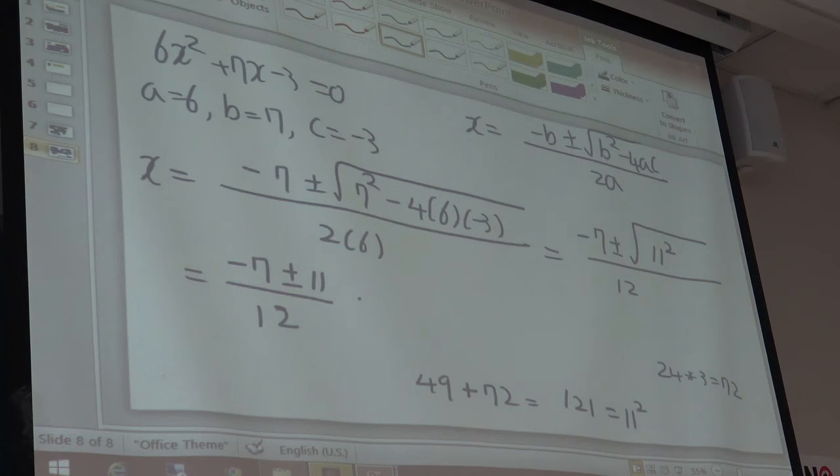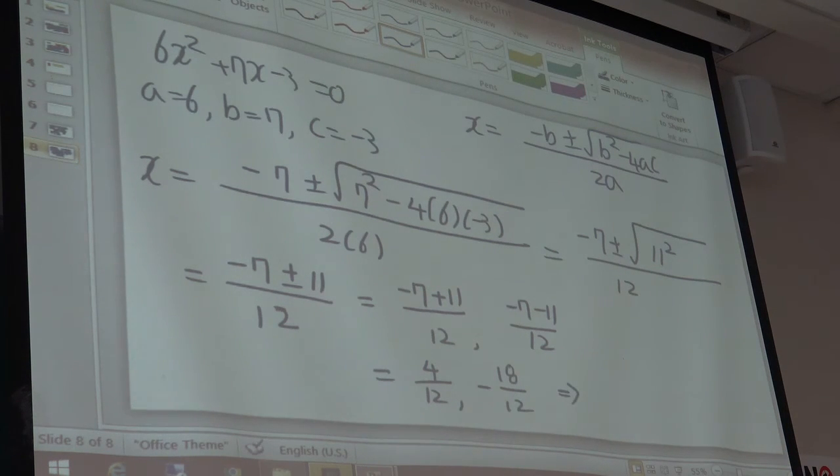Plus minus means we have two cases. One is negative 7 plus 11. The second case is negative 7 minus 11. Negative 7 plus 11 over 12 is 4 over 12, and this one is negative 18 over 12. 4 over 12 is 1 over 3, and we can divide the other by 6 and have negative 3 over 2. Now we've got the solution for the previous one.